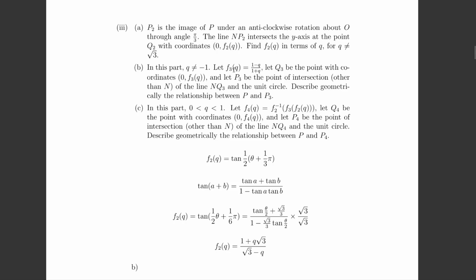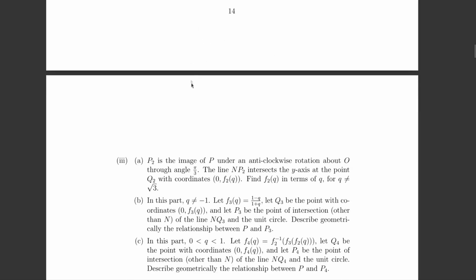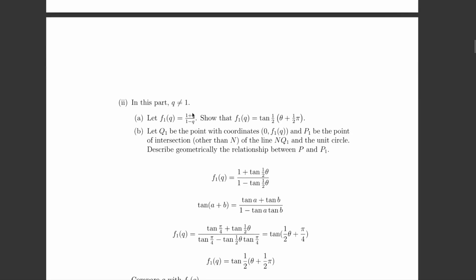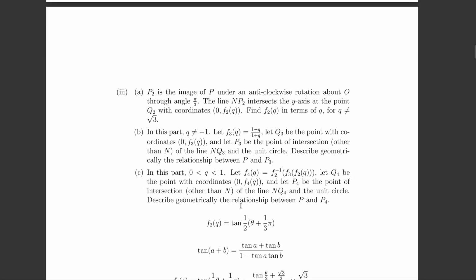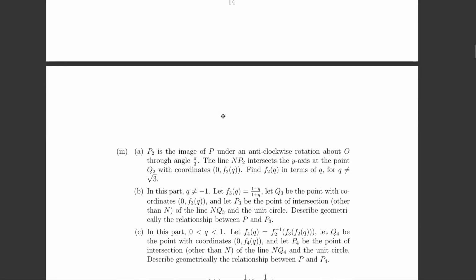Then for part B, we're given a new function, f3 of Q, and they want us to describe geometrically the relationship between P and P3. So it's basically the same as this, except the difference in the function is that the top and bottom signs are minus, for Q at least. So the first thing we could say is that f3 of minus Q is equal to f1 of Q, or the other way around, either way.